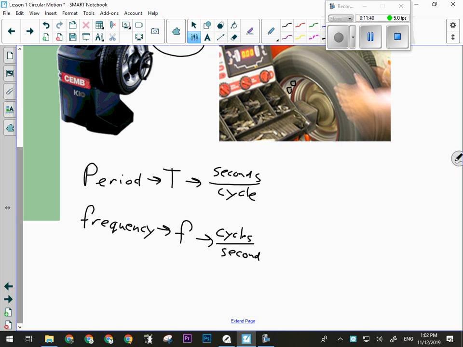which we sometimes abbreviate hertz. So these two things are the inverse of each other. Seconds per cycle, cycles per second, which means period is 1 over f, and f is 1 over T. They are the inverse of each other.